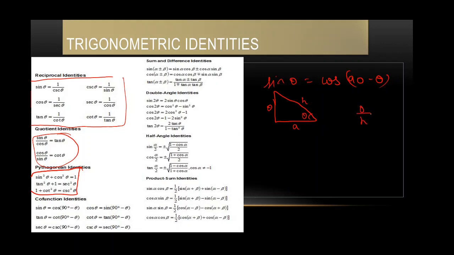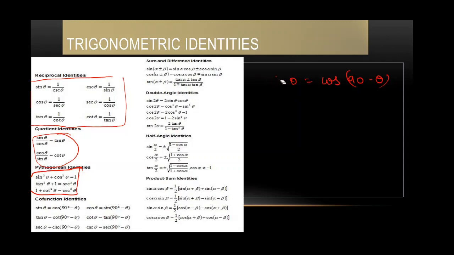But instead of this, it is 90 minus theta. So if you take 90 minus theta as the angle, then the cos of that angle will become O by h, which is nothing but the sine of the other angle. So sine of theta is equal to cos of 90 minus theta. This is another simple identity. Like that, cos theta is equal to sine of 90 minus theta, tan theta is equal to cot of 90 minus theta, cot theta is equal to tan of 90 minus theta, and two more are there.